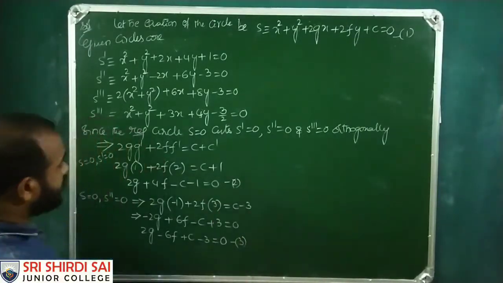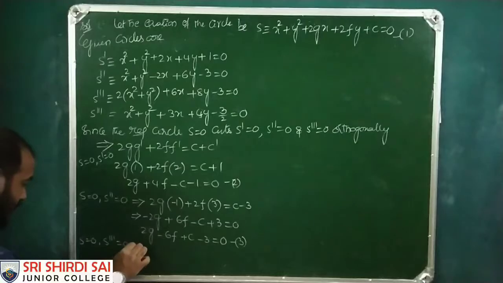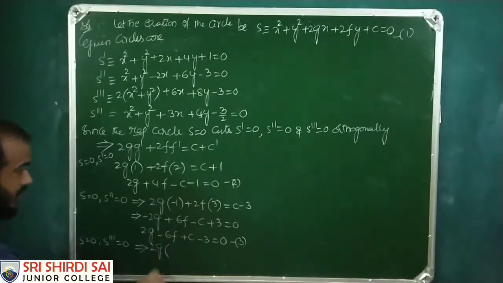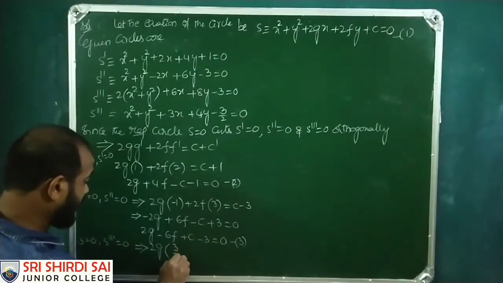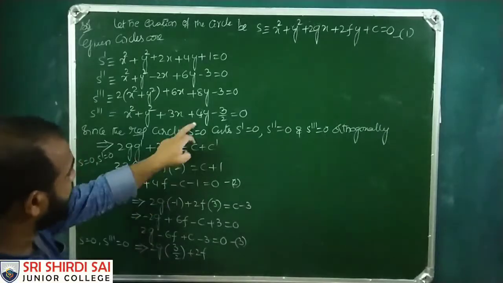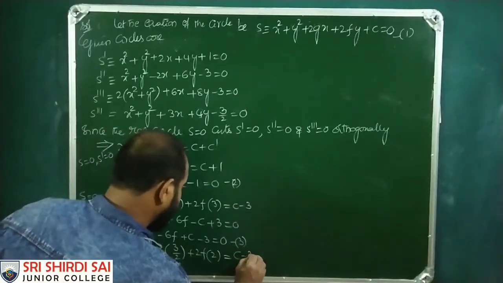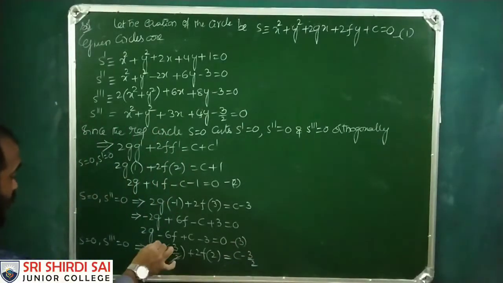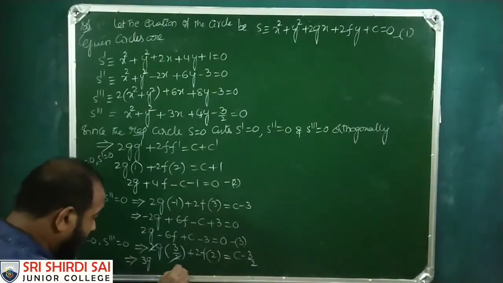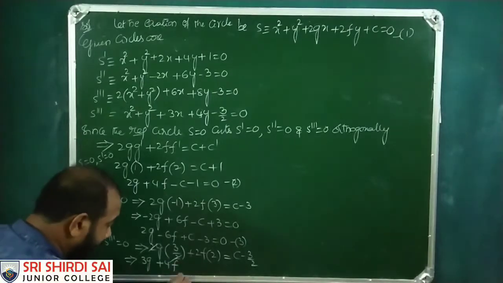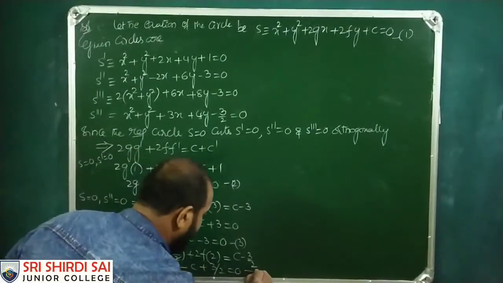Similarly, s equals 0 and s triple dash equals 0 also we will do. 2g(g dash is 3 by 2), 2f(f dash is 2) is equal to c plus c dash, c minus 3 by 2. So 2 gets cancelled here. 3g plus 4f minus c plus 3 by 2 is equal to 0. Let us take this to be the fourth equation.